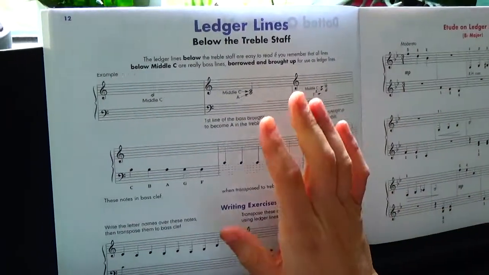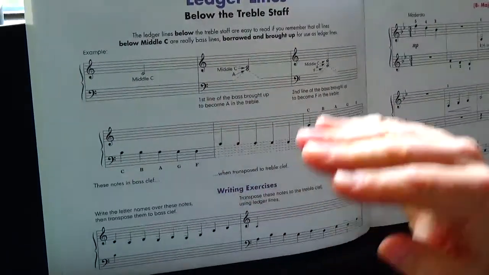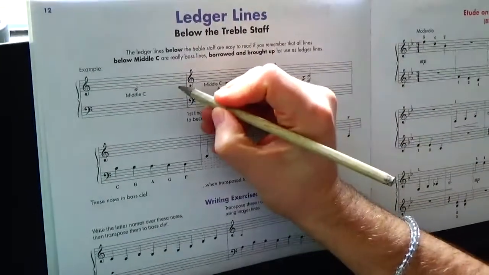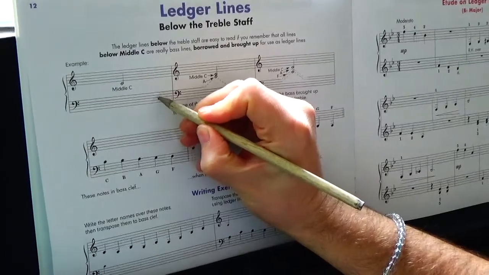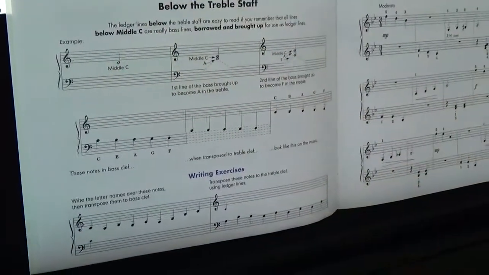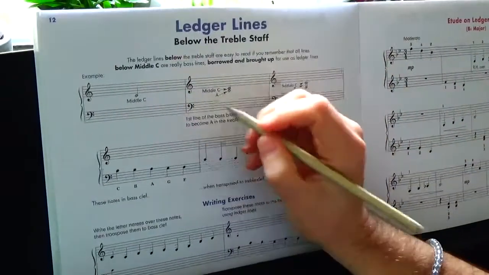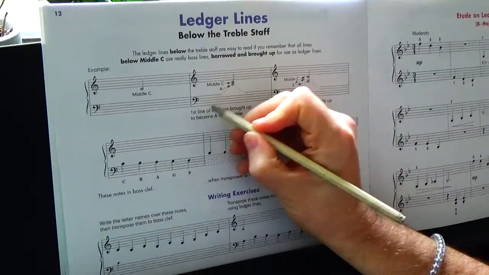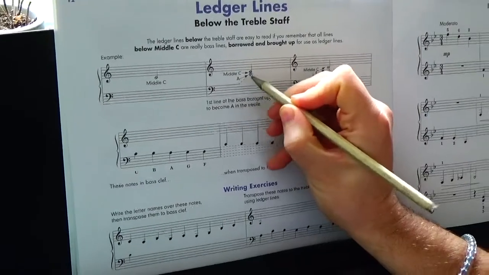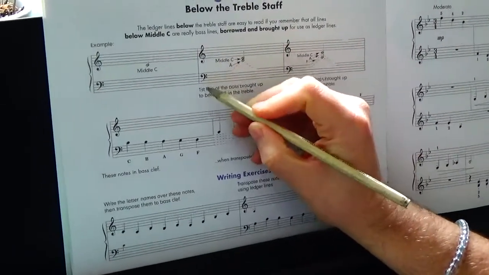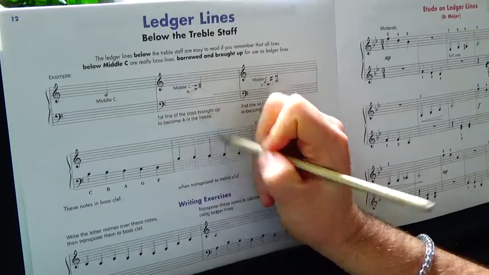To be very exact, I like to always say that the lines have to be always considered from the bottom to the top. Same as we say first, second, third, fourth and fifth, I like always to say first, second, third, fourth and fifth. In this way we keep one simple order, the notes from bottom to top. Let's read in this way. It's the first time that we take a line from the bass clef stave and bring it up. So the first time you take a line of the bass brought up to become A in the treble.